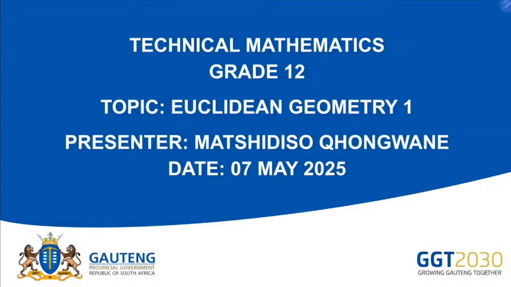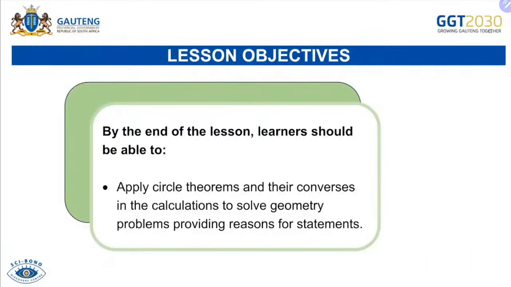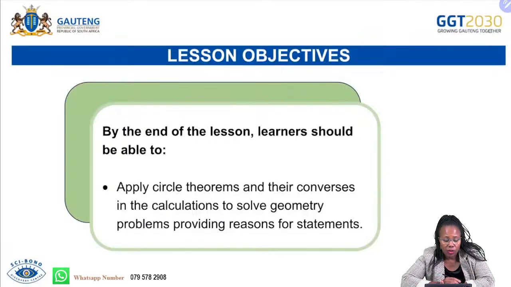Okay, grade 12s, today we'll be looking at Euclidean geometry, and specifically circle geometry. By the end of the lesson, you should be able to apply circle theorems and their converses in calculations to solve geometry problems, and you must also provide reasons for all your statements.